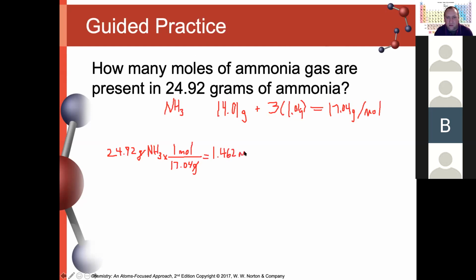.462 moles of ammonia. And so that's really all that there is to this particular type of example. Any questions? Nope. No. No.